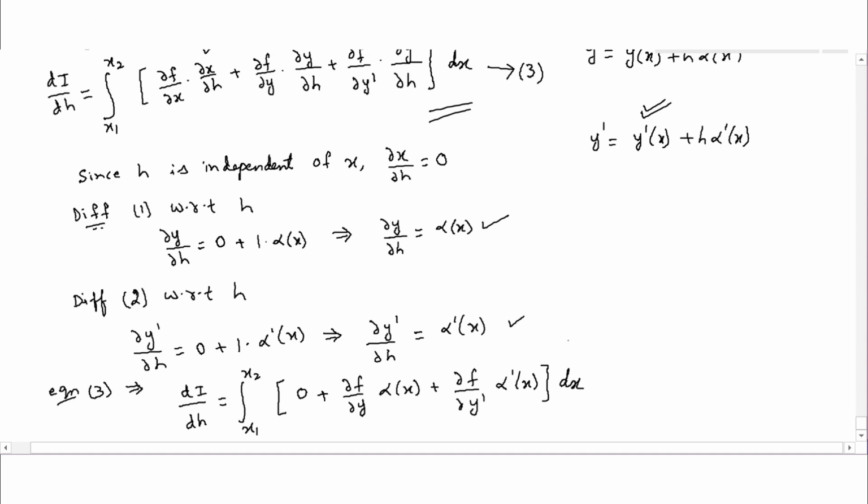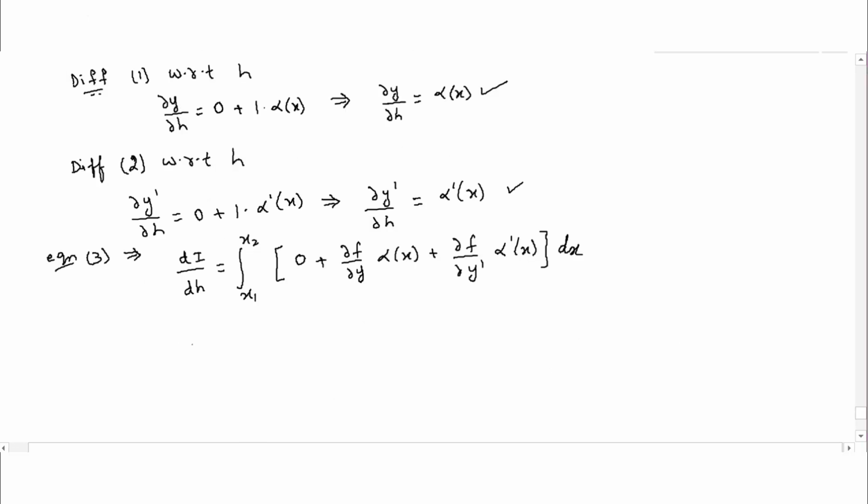Now further let us try to simplify this one. If I try to rewrite this one, di by dh is equals to integral of x1 to x2, dou f by dou y into alpha of x, plus dou f by dou y dash into alpha dash of x, just ignoring that 0 value, times dx. So let us take this as some equation number, say equation number 4.